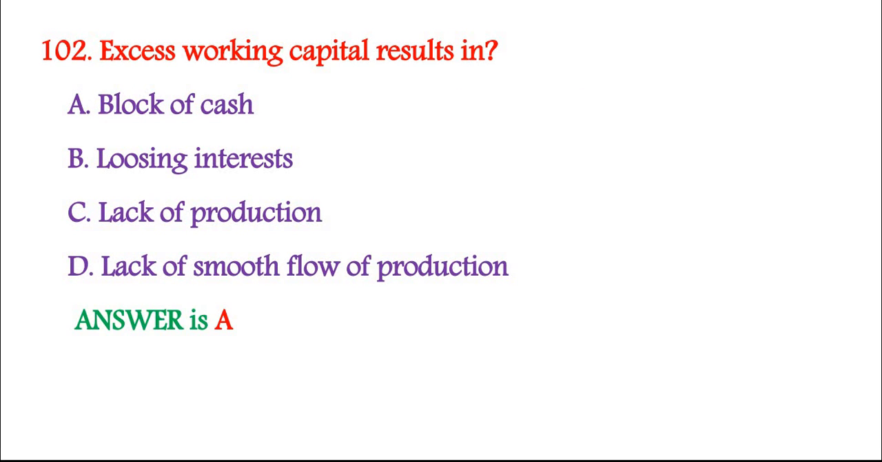102. Excess working capital results in: A. Block of cash. B. Losing interest. C. Lack of production. D. Lack of smooth flow of production. Answer is A.